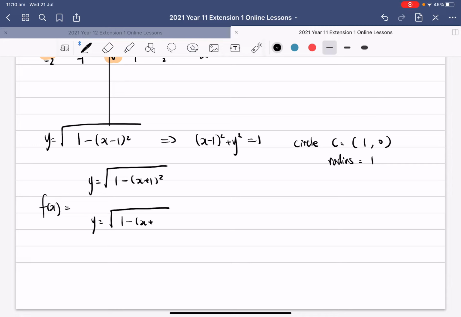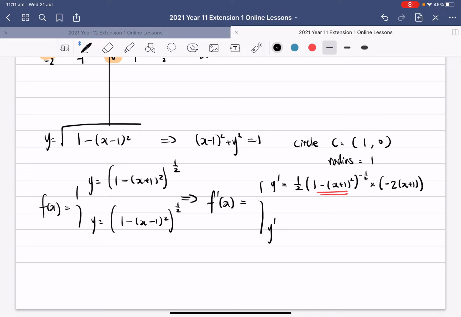So therefore, f dash x is equal to y dash equals half times (1 minus (x plus 1) squared) to the power of minus half, times the derivative of the inside function. Remember the chain rule, which is a bit annoying there, because that's -2(x plus 1). The next one is half times (1 minus (x minus 1) squared) to the power of minus half, times the same thing, this time negative, so that's -2(x minus 1).